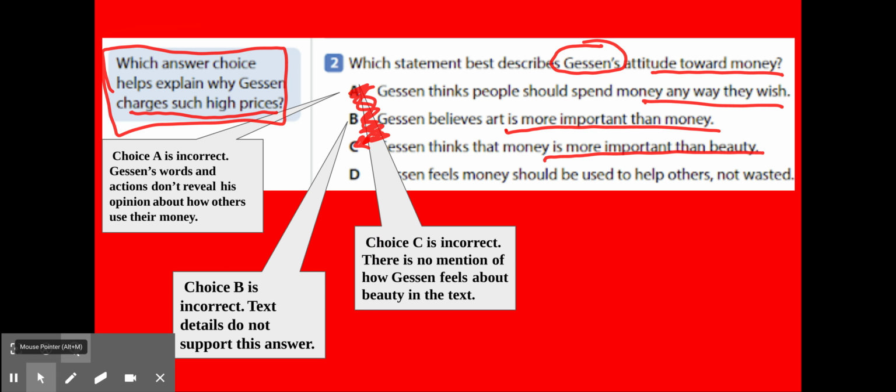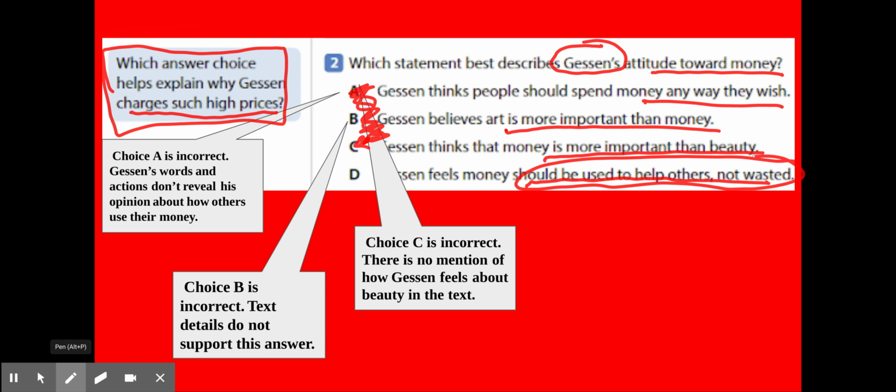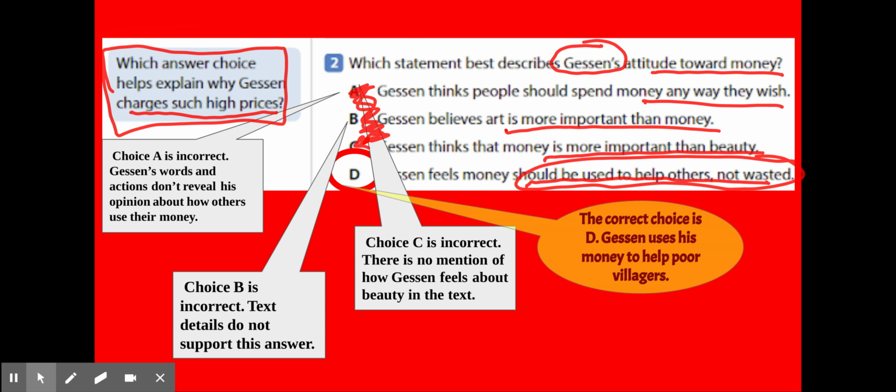Geeson feels money should be used to help others, not wasted. And that is very, very true, because he's doing everything he can to make sure the people of his village get taken care of. And that's even by charging that woman who has no problem wasting money for the painting. So your answer is D. He uses his money to help his poor villagers. Okay.